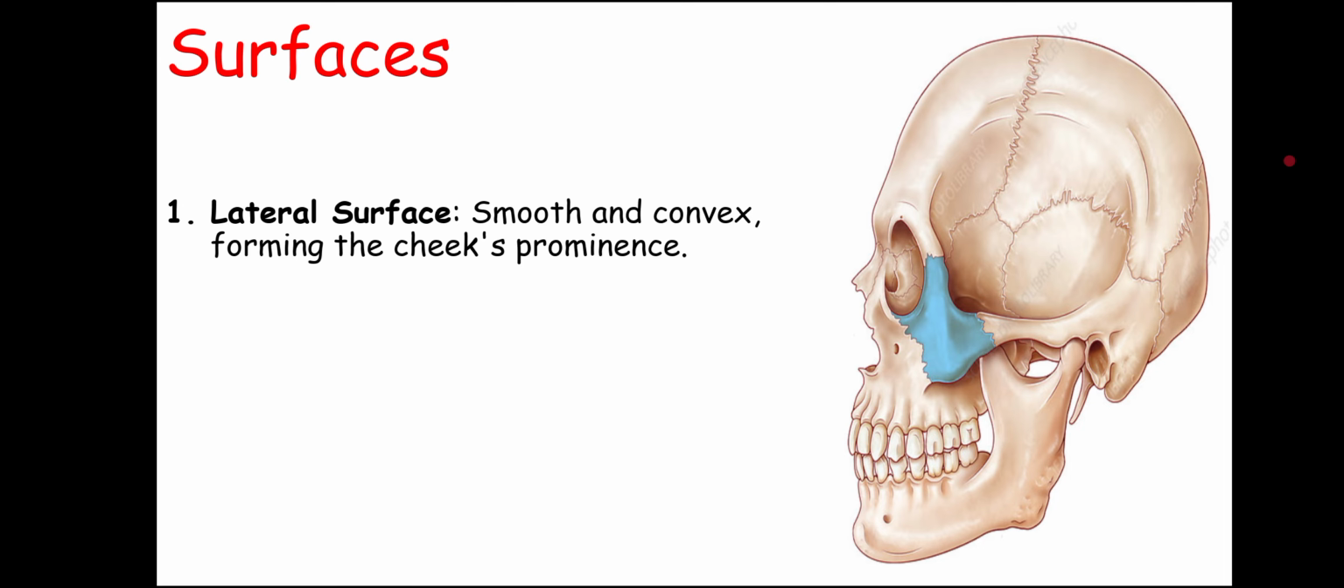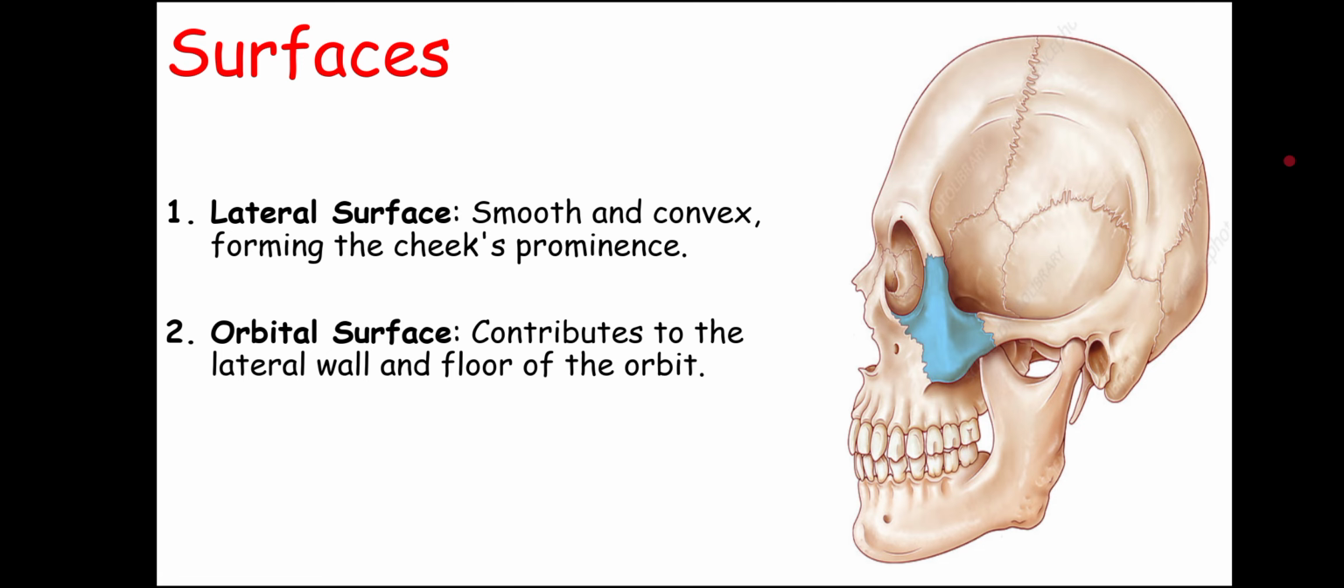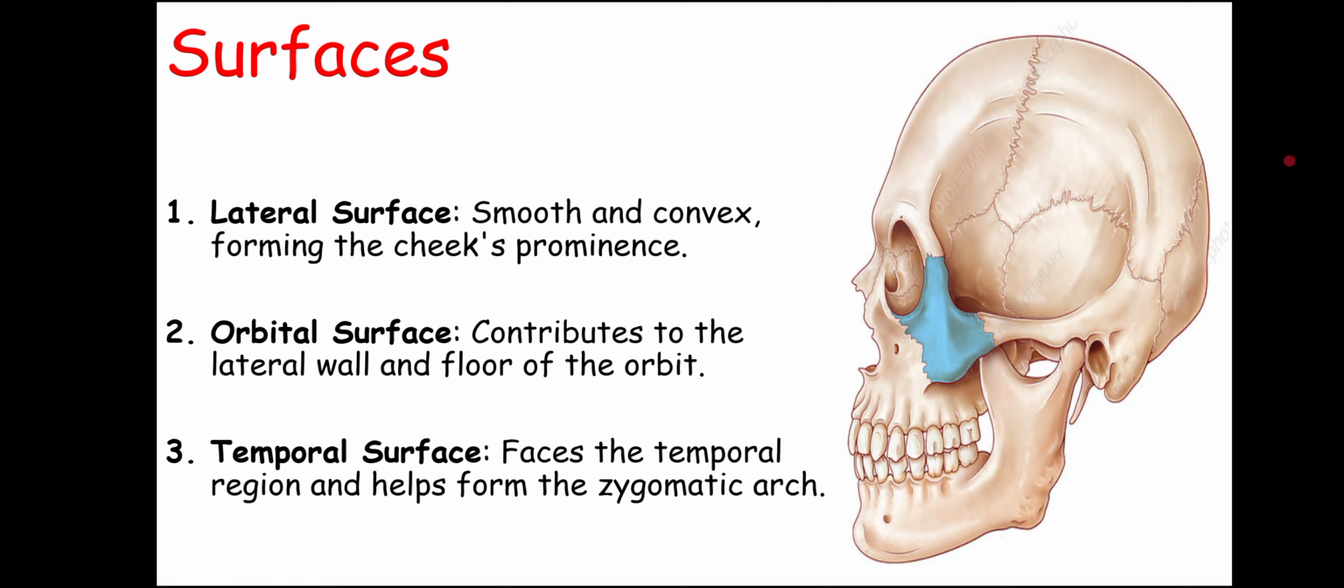Surfaces of zygomatic bone include the lateral surface that is smooth and convex, and it forms the cheek prominence. The other surface of zygomatic bone is the orbital surface, that is the part that contributes to the lateral wall and floor of the orbit. The third surface is the temporal surface, that is the part that faces the temporal region and helps form the zygomatic arch.